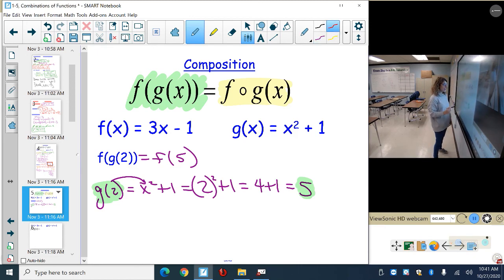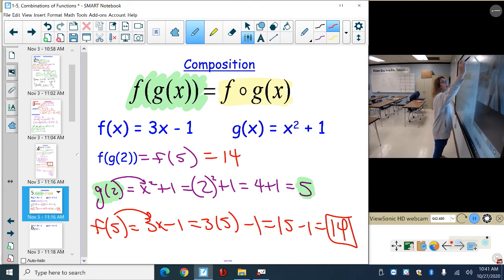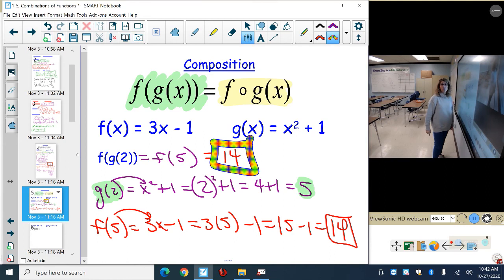So now I'm going to take my f function, and I'm going to evaluate my f function, which is 3x minus 1, at the value 5. So that's going to be 3 times a 5, which is 15, minus a 1, which is 14. 14 is a great number today, apparently. And again, that is going to be the answer that we are looking for, okay?